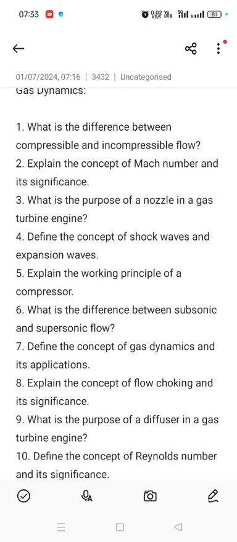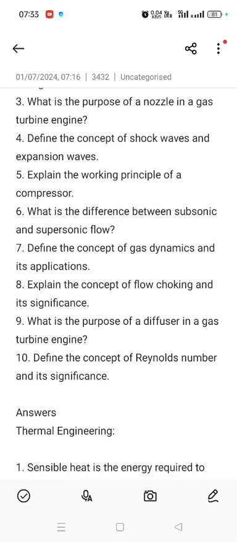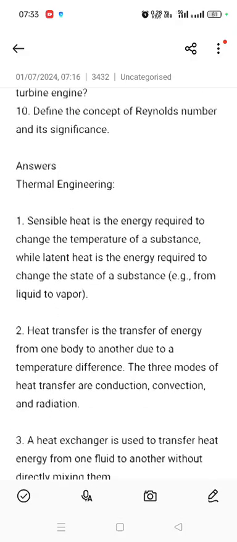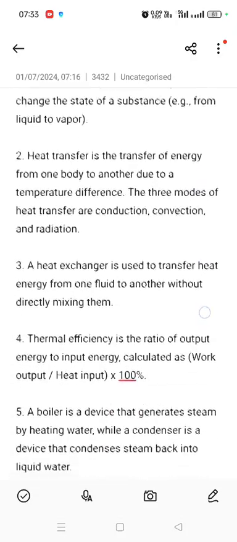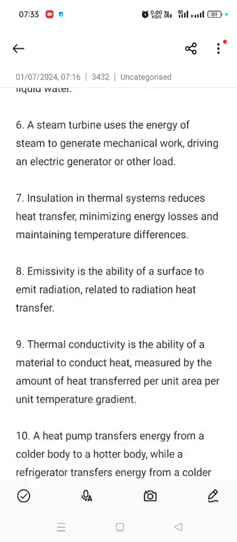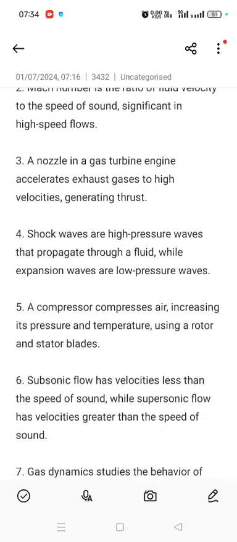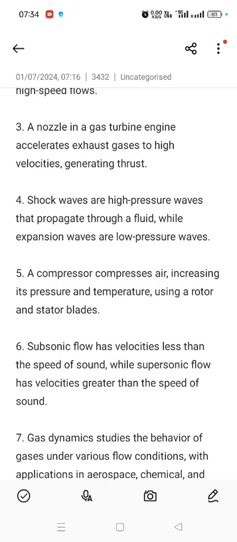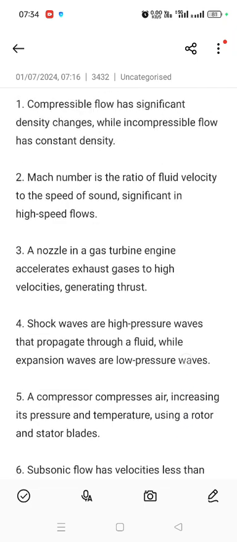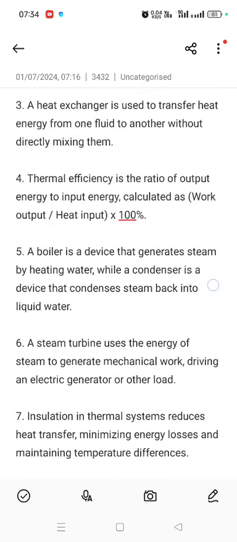What is the purpose of a nozzle in a gas turbine engine? As we know, a nozzle is a mechanical device which is used to increase the velocity and decrease the pressure. Now let us see its full definition here. A nozzle in a gas turbine engine accelerates exhaust gases to high velocities, generating thrust. Now let us move on to the next question.